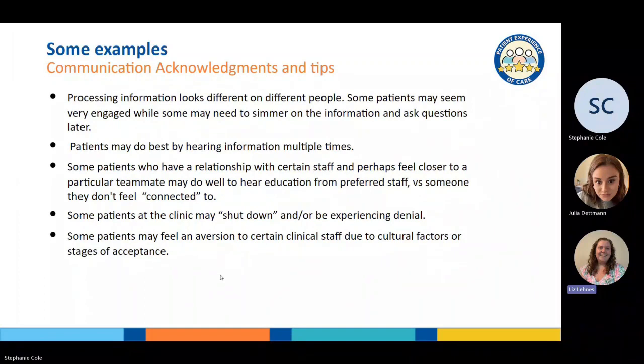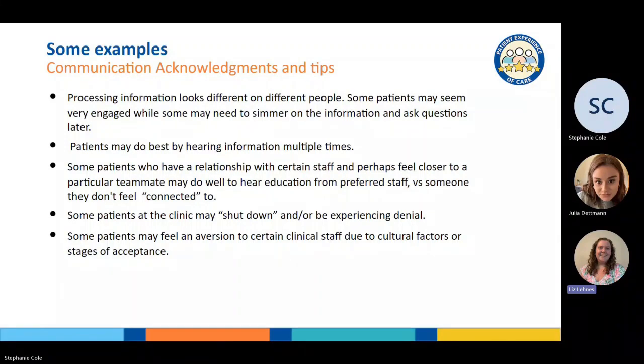Communication acknowledgments and tips. Processing information is going to look different on different people. Some patients may seem very engaged, while some may need to simmer on the information and ask questions later. Some patients may do best by hearing the information multiple times and from multiple different types of people. Some patients who have a relationship with certain staff will feel closer to a particular teammate and will do well to hear something from them versus someone they don't feel connected to.